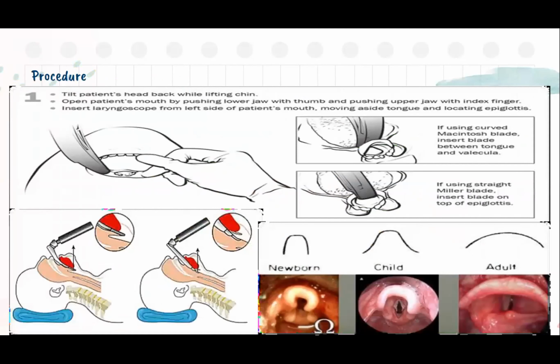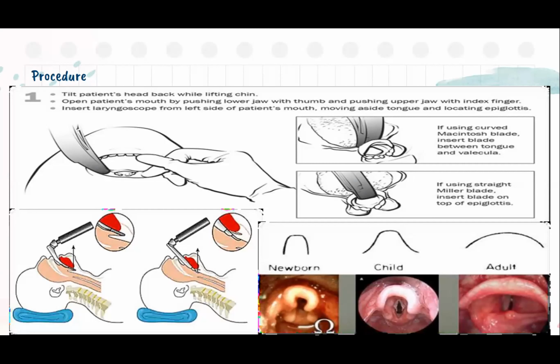So the procedure of this, the steps to do this intubation. First, with your right hand, tilt the patient's head back while lifting the chin, as you can see in the picture, and then open the patient's mouth by pushing the lower jaw with your thumb and pushing the upper jaw with your index finger. And then with your left hand, you have to insert the laryngoscope from the left side of the patient's mouth, moving aside the tongue and locating the epiglottis.